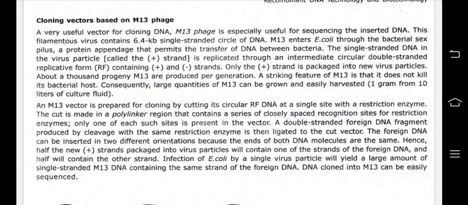A striking feature of M13 is that it does not kill its bacterial host. Consequently, large quantities of M13 can be grown and easily harvested, about 1 gram from 10 liters of culture fluid.